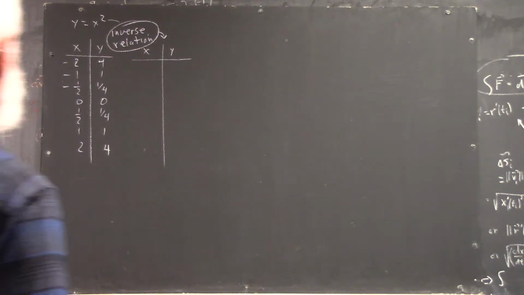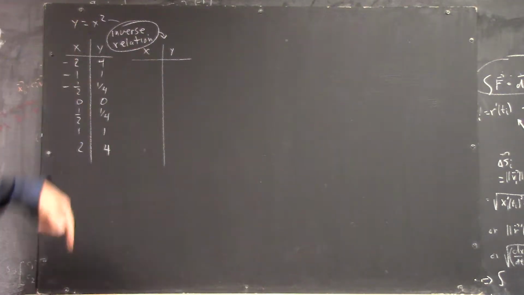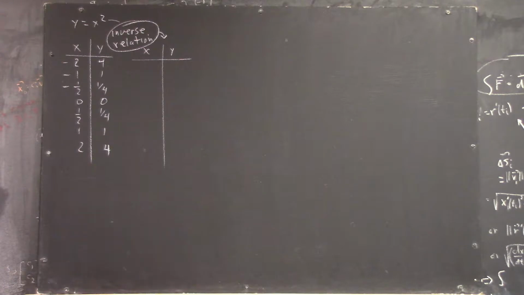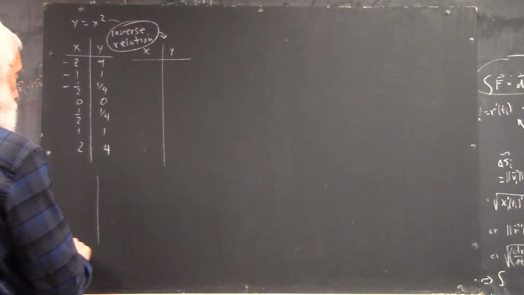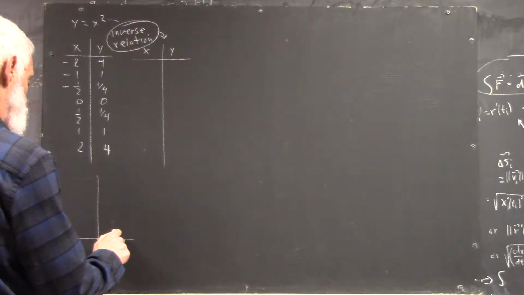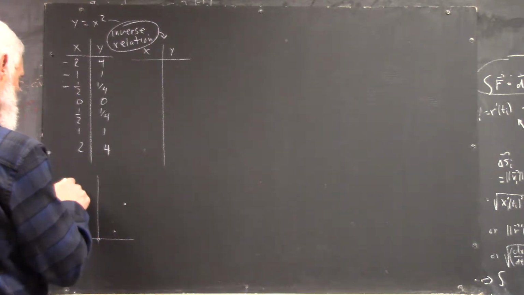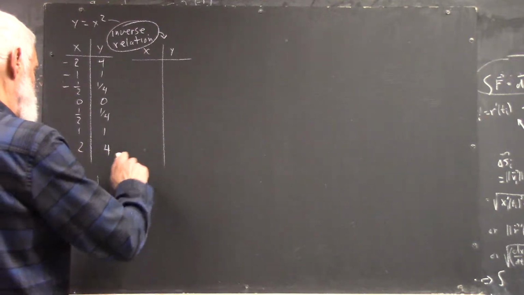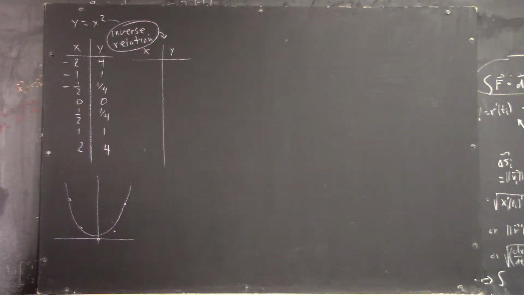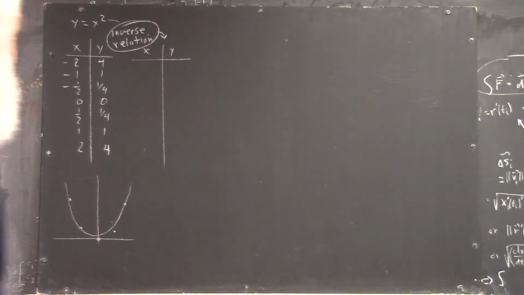Okay, so we see the y equals x squared table here, right? And of course we can do the y equals x squared graph. I'm not going to bother labeling it, but if you don't know, you really need to make these graphs and make these tables a whole bunch of times until you're really, really comfortable with it. But that's what the graph looks like, okay?